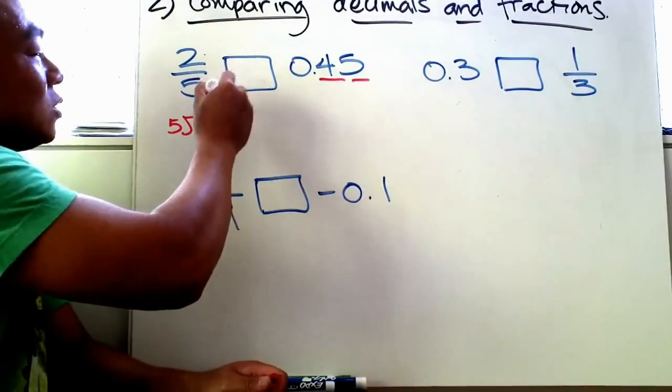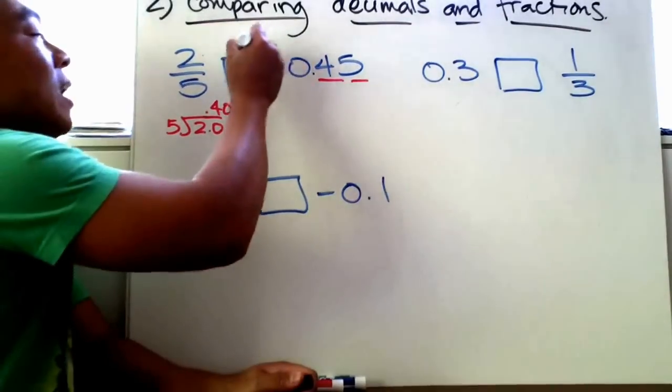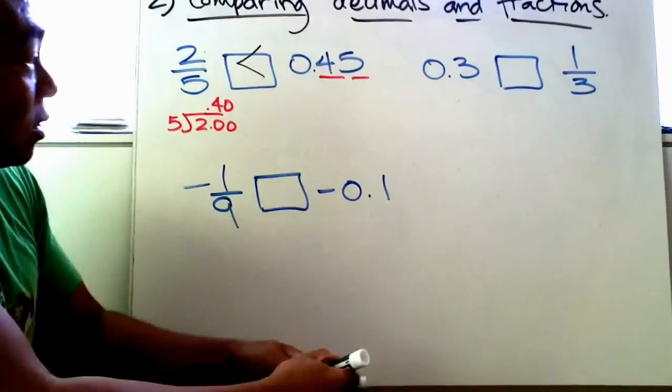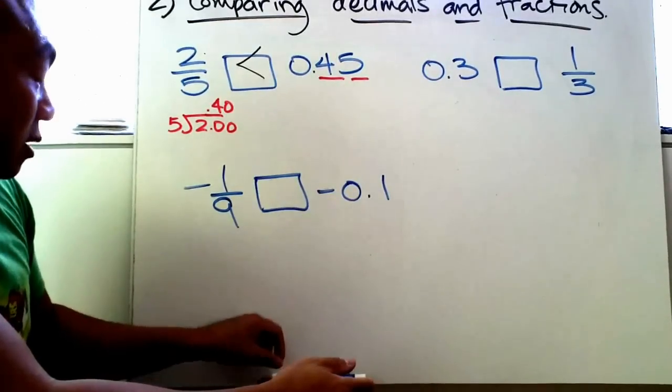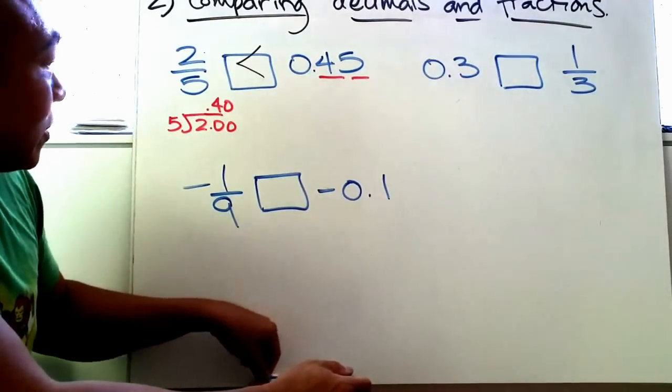Now I can look at these two, 0.40 and 0.45, and that's an obvious one, which makes the 0.45 or 45 hundredths larger than the 40 hundredths. Okay, let's have a look at this one. This one's a little bit harder. You have 0.3 or 3/10, and you have 1/3.